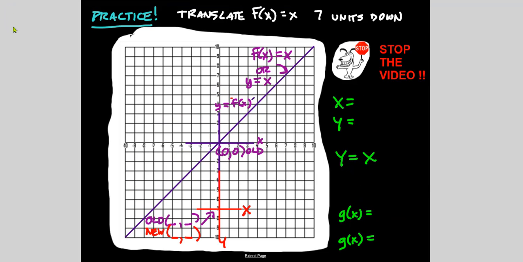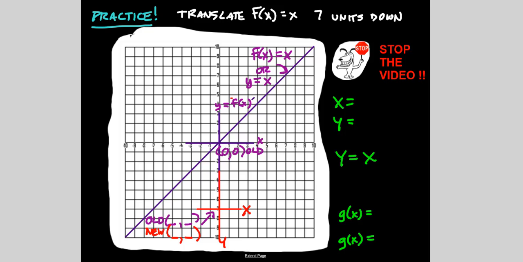Alright, here's another practice. f of x equals x. Shift 7 units down. Fill in the missing information. Stop the video, and then when you're done, turn it back on and see if you agree with what I got.